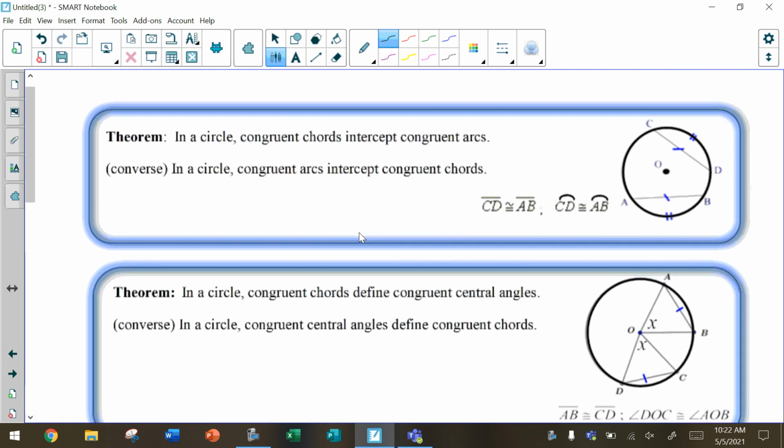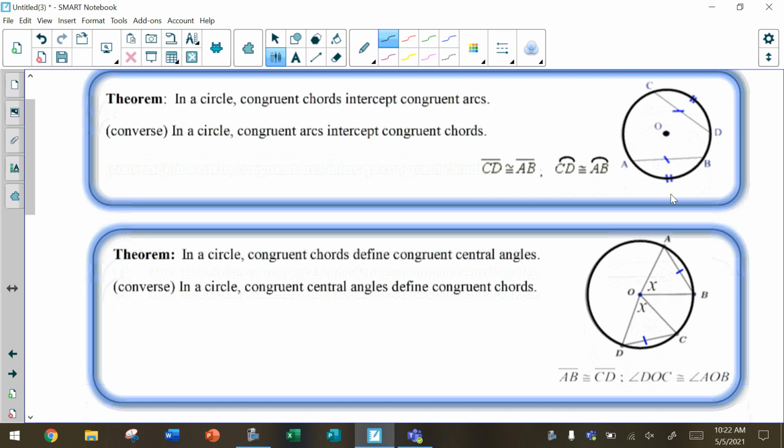Now, we kind of already saw this one in some of the review because it's pretty basic. In a circle, congruent chords intercept congruent arcs. In a circle, congruent arcs intercept congruent chords. So if 2 chords are congruent, the arcs that they intercept are also congruent. Okay? In a circle, congruent chords define congruent central angles. In a circle, congruent central angles define congruent chords. Basically, if 2 chords are congruent, the central angles that open up to those 2 chords are also going to be congruent because those arcs are congruent.